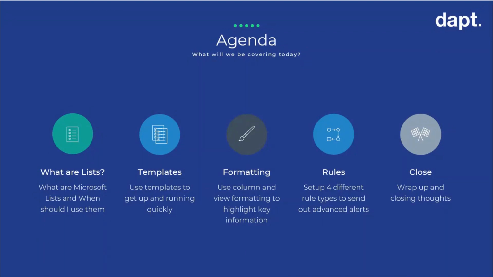We'll then look at some formatting. This is list, view and column formatting, a way of highlighting key information in your list. So maybe if a task is overdue, or a RAG status is turned to red, we can highlight that information and make it pop on the screen so that people know what's going on.